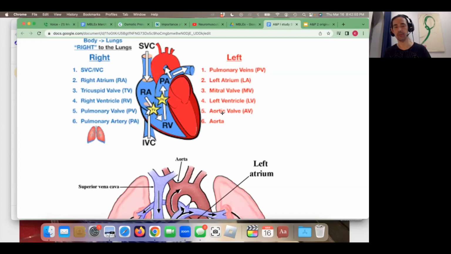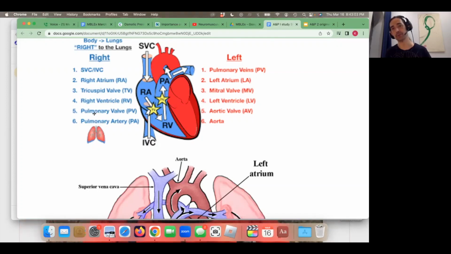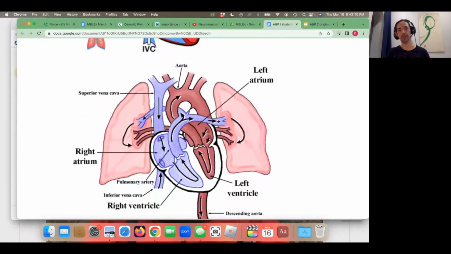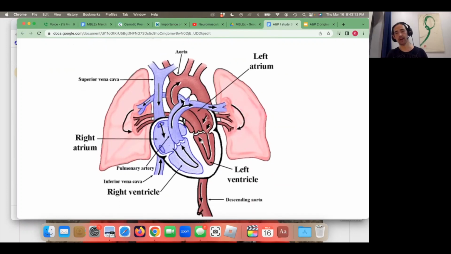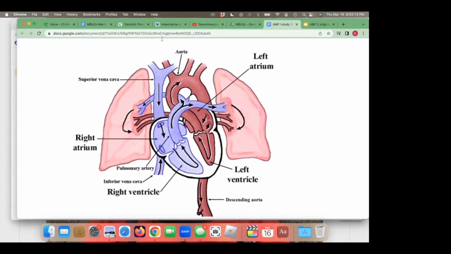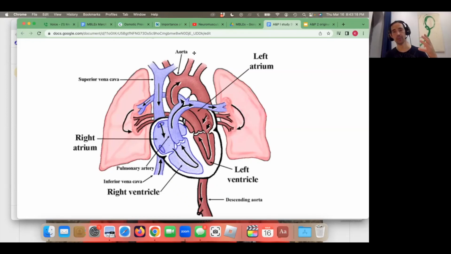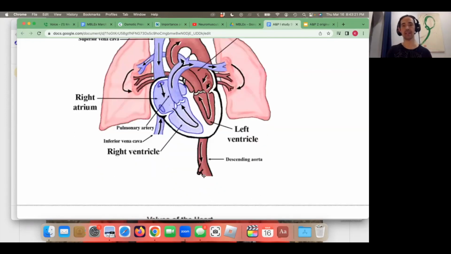So the blood that goes from the left ventricle into the aorta goes through the aortic valve. The blood that goes from the right ventricle into the pulmonary artery goes through the pulmonary valve. Pulmonary artery, pulmonary valve. Aorta, aortic valve. The job of the aorta is to take oxygenated blood both up through the ascending aorta, you won't really have to know that, to the upper body, and down through the descending aorta.